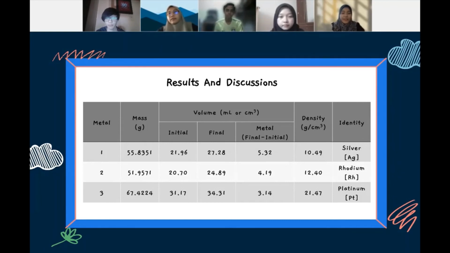Okay, my name is Siti Sarah. I will explain the discussion and conclusion. For the discussion, here you can see the table of results. For metal 1, the density is 10.49, which is silver. Metal 2, the density is 12.4, and it is rhodium. And for metal 3, the density is 21.47, and the identity is platinum. Next.